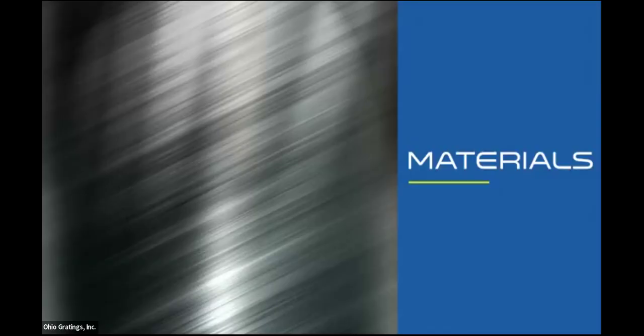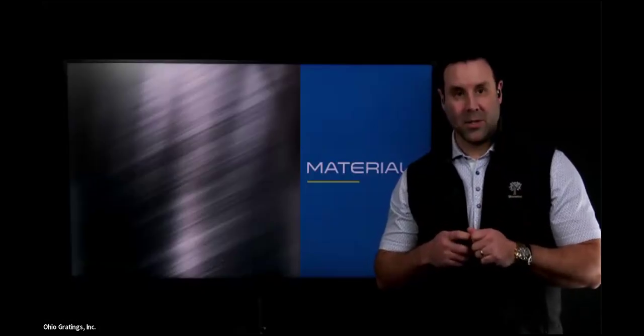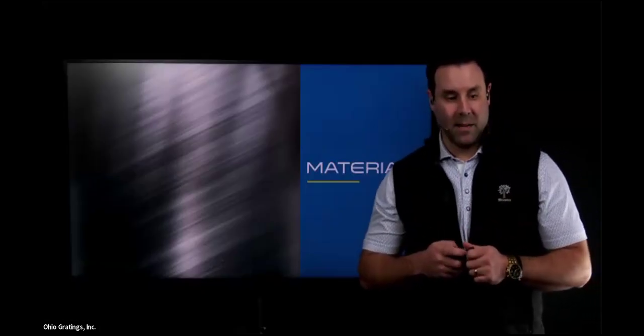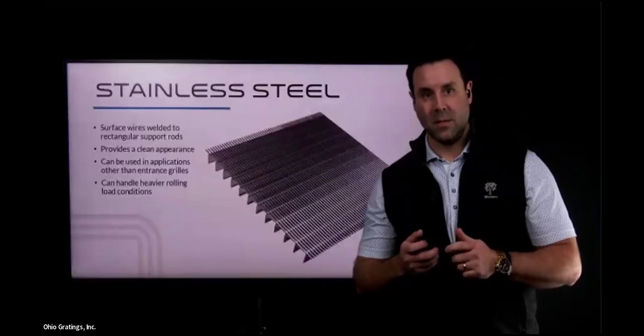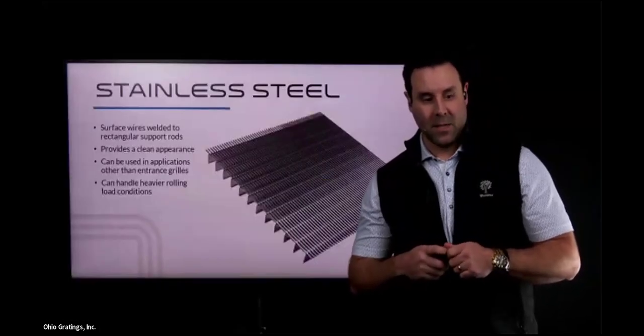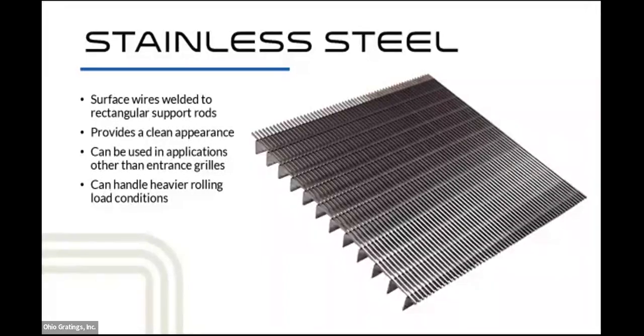Okay, so first let's discuss some of the materials involved in fabricated metal entrance systems. First being stainless steel. This is a material that's used oftentimes in the marketplace, and this is a great product. Many of the surface wires are welded in these particular applications.